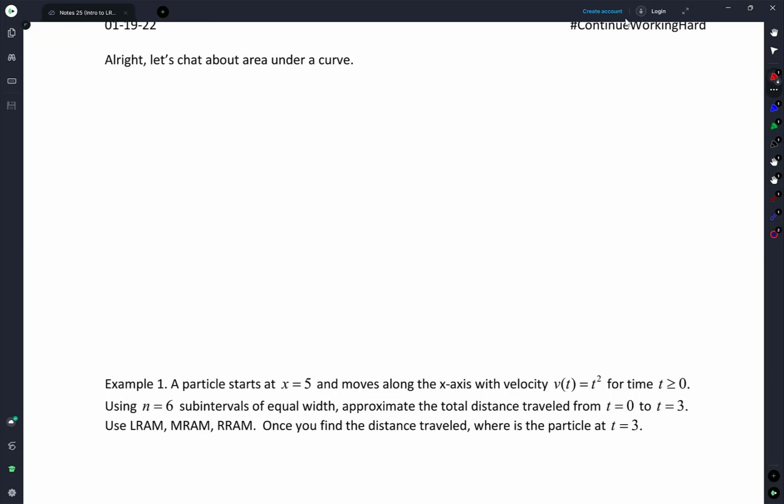This is the start to some brand new stuff. And you're gonna see that hopefully this material, we don't have much left. I think if we go pretty average speed, by spring break, we'll be done, hopefully. All right, area under the curve.